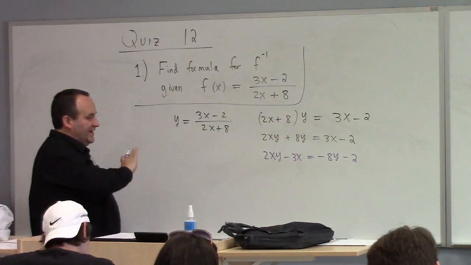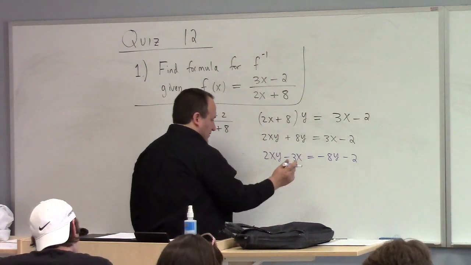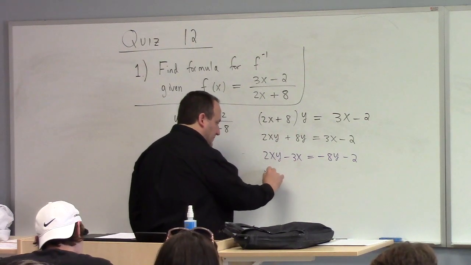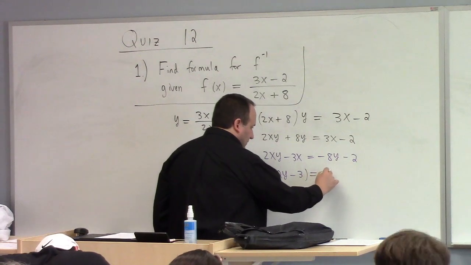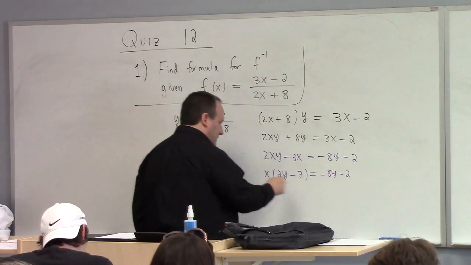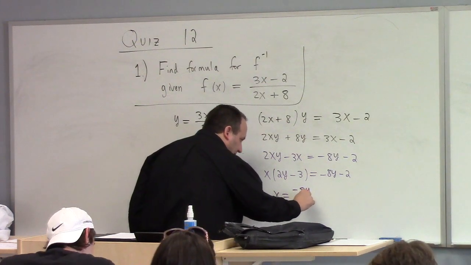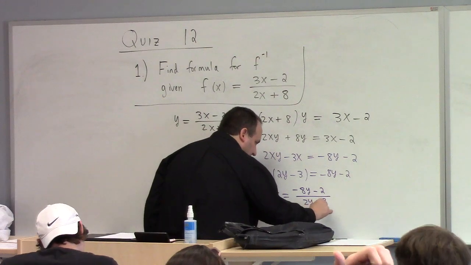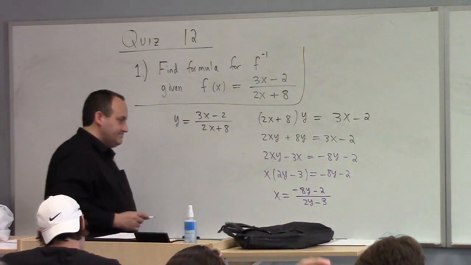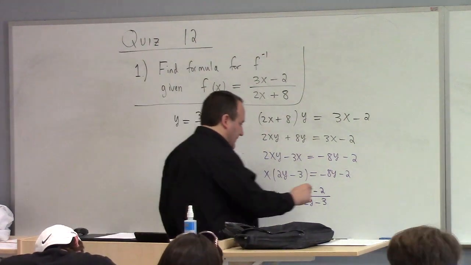Of course, you could move the x's to the other side. I mean, there's a couple different ways you could do this, but this is how I'm doing it. Factor x out. We've got 2y minus 3. And then divide, we get x equals minus 8y minus 2 divided by 2y minus 3. And that is the formula right there for f inverse of y.